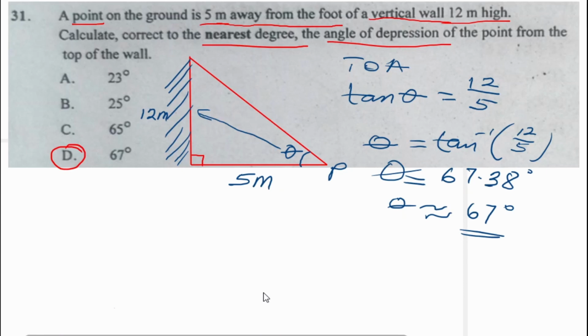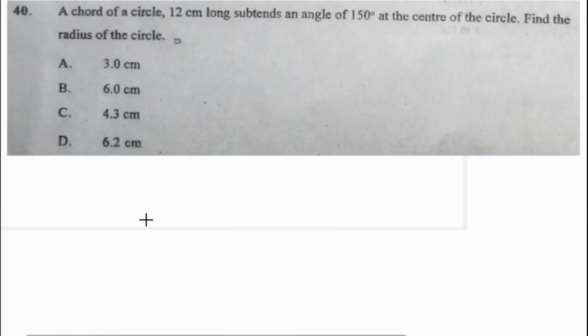Then we move on to the last question for this study, which is question 40. Question 40 says that a chord of a circle 12 centimeters long subtends an angle of 150 degrees at the center of the circle. Find the radius of the circle. The key facts from this question are that the chord is 12 centimeters long and the subtended angle is 150 degrees at the center of the circle. And we have to calculate the radius of the circle.